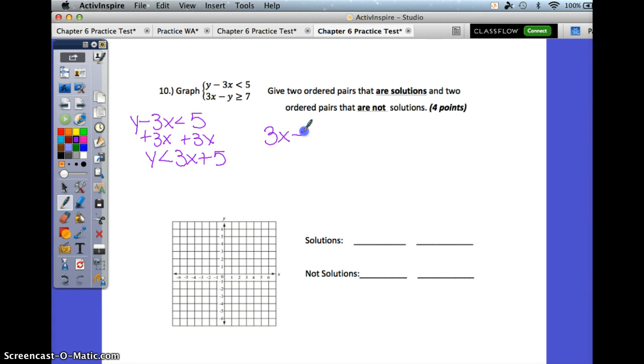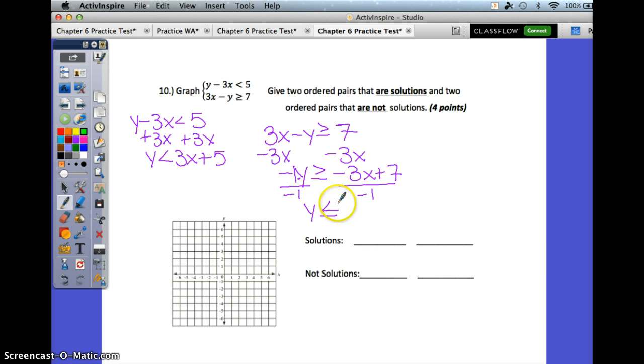My second inequality is a little bit more challenging. You have 3x minus y is greater than or equal to 7. So you have to subtract 3x from both sides, and you get negative y is greater than or equal to negative 3x plus 7. But remember that negative y is the same thing as negative 1 times y. So when you divide both sides by negative 1, you get y is now less than or equal to. Make sure that you flip your inequality.